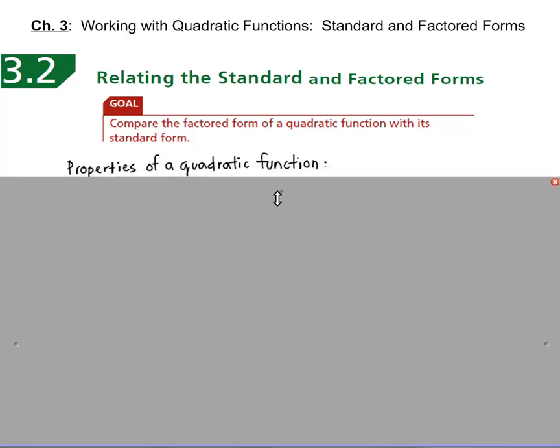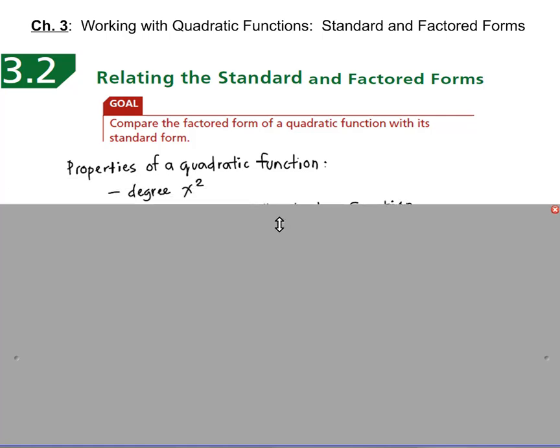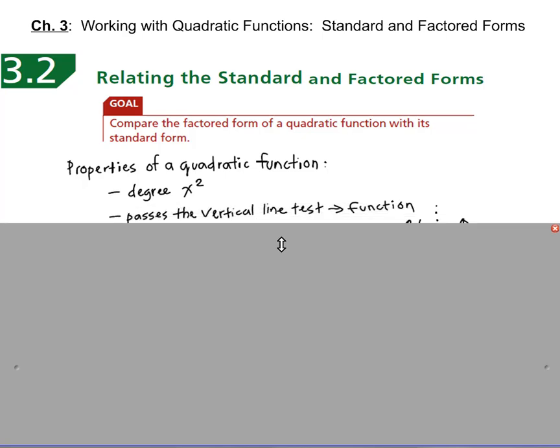So just run through first a few quick reminders about some of the properties of our quadratics. The first one is that they have an x squared term. That's the highest degree in the function, so that'll tip us off that something is a quadratic.